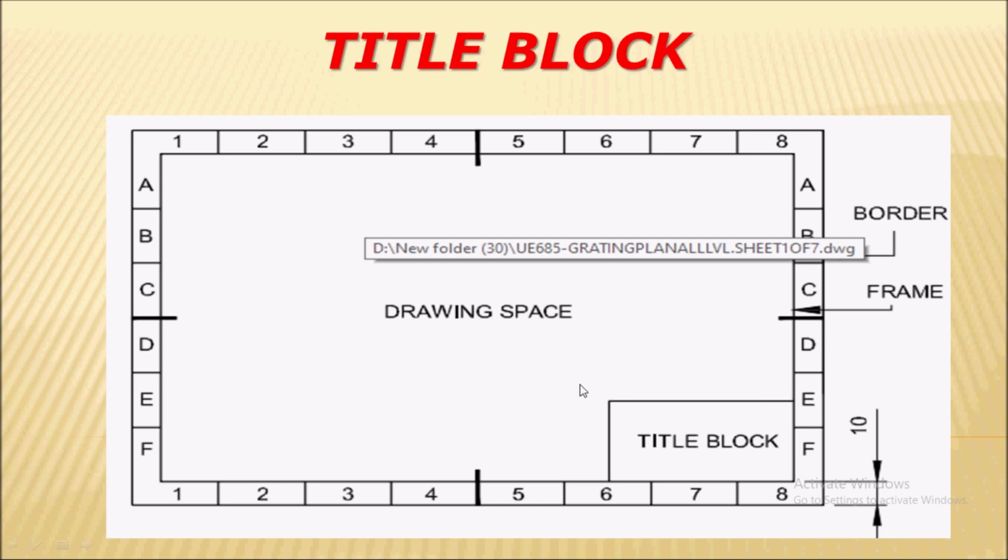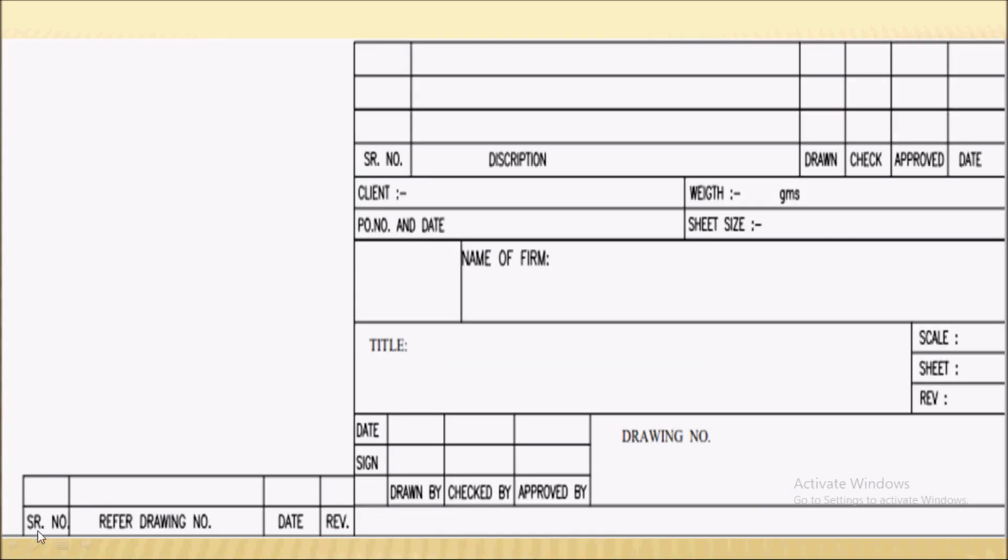Now let's discuss one sample example of this title block, meaning what is present inside this title block. Industry to industry, this title block may vary. Now let's see one sample example. Here you can see a title block sample. Here comes your client name. The client name will be mentioned over here. Then the PO number and date.